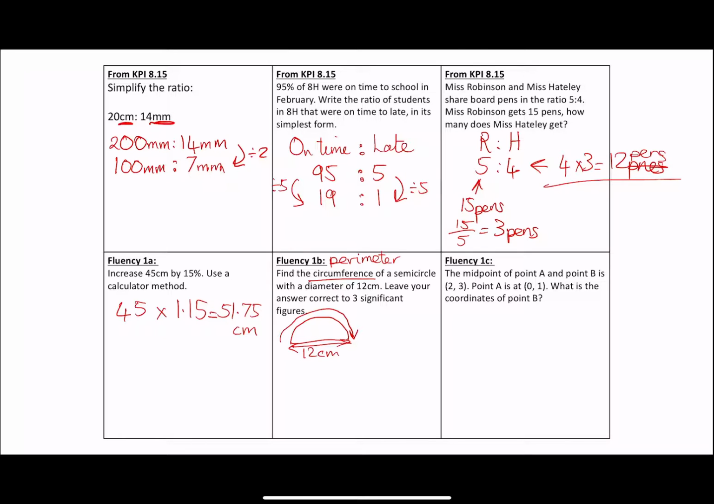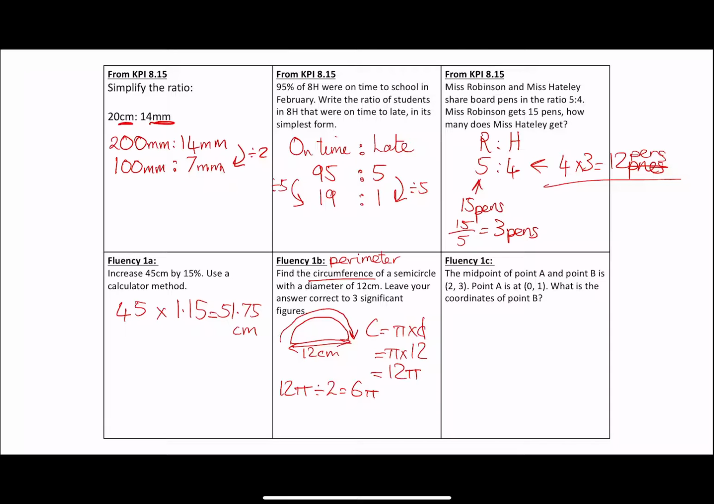So to do that, circumference is pi times diameter. So it's going to be pi times 12, or 12 pi. However, this is only half of it. It's just a semicircle, so I need to do 12 pi divided by 2, which is 6 pi. Notice how I haven't put anything into my calculator yet. We only do the calculator at the last stage.